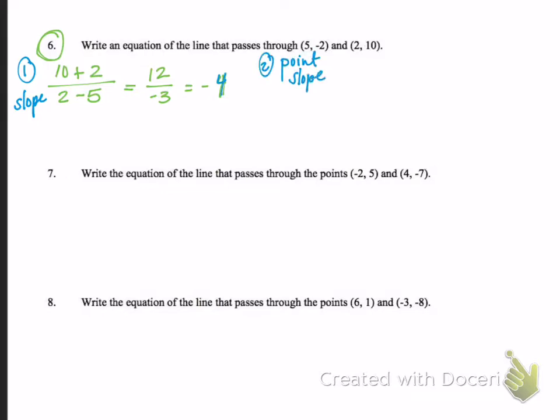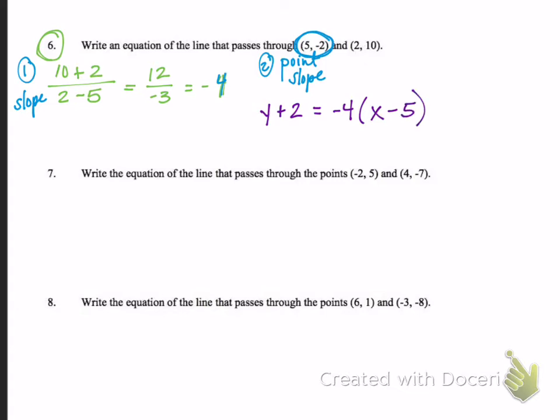Second step, I can use point-slope form. I'm given 2 points, so you can just choose one. I normally choose the first one because, I don't know, I just do it first. But you can choose either (5, -2) or (2, 10). It would not matter. So then using the point-slope formula would be like y plus 2 equals negative 4 (x minus 5).